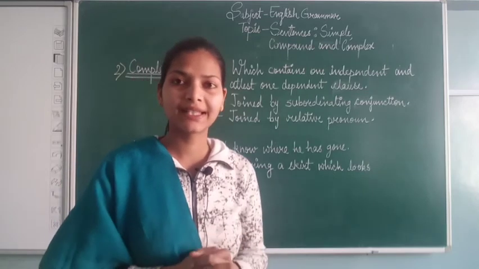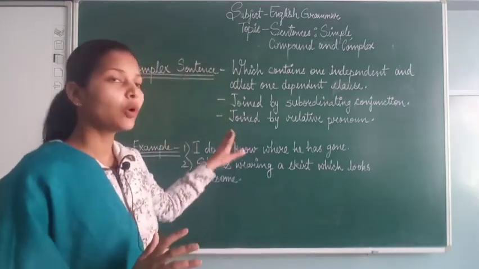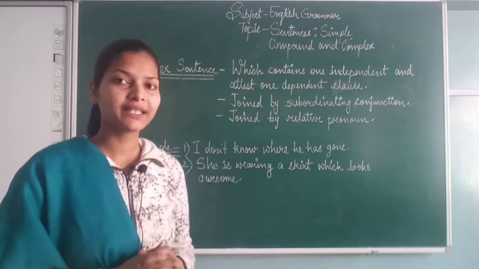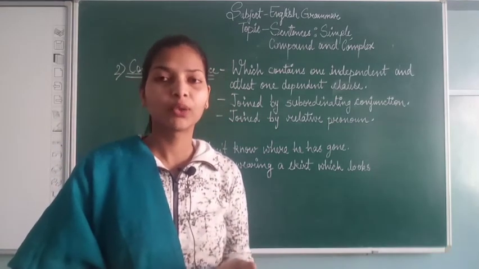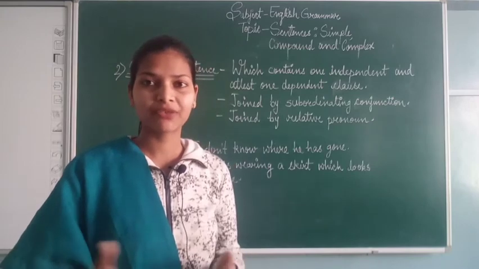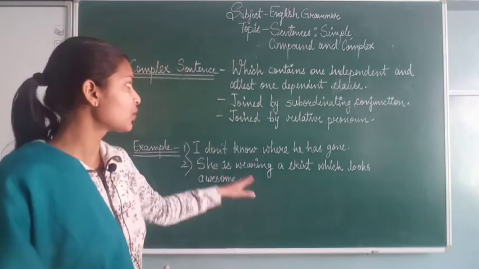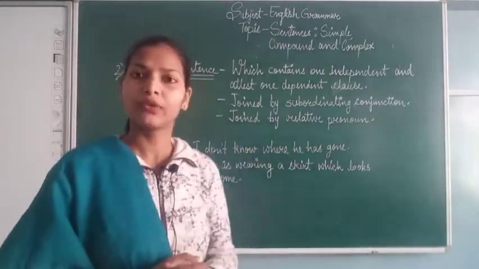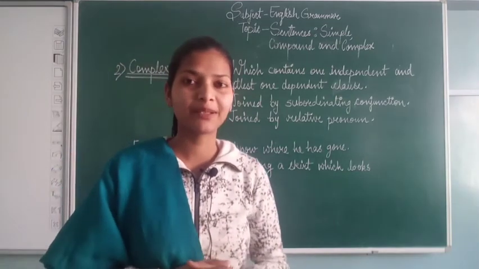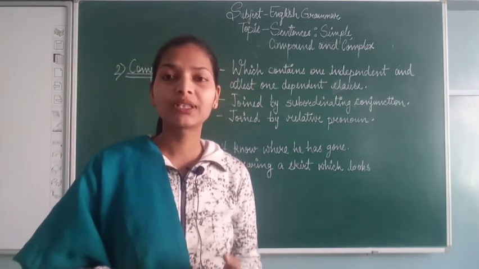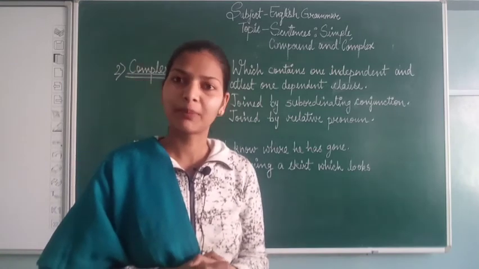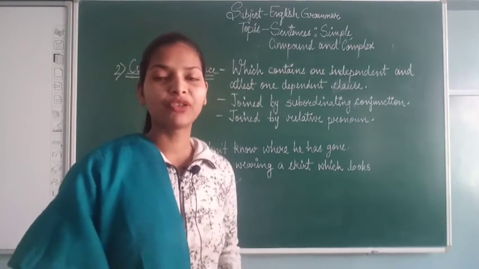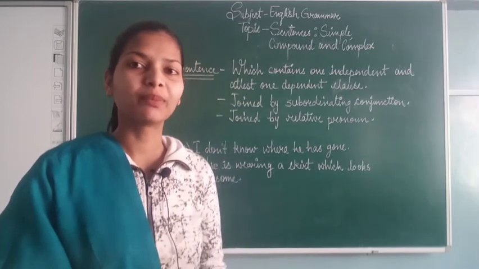Now what are the other things? That these are always joined by subordinating conjunctions. Subordinating conjunctions you all know, although, hence, if, etc. and are also joined by relative pronouns. Relative pronouns we have already studied, if you remember, whose, who, which, that, all these are the relative pronouns. So let us have a look at some examples of complex sentences.